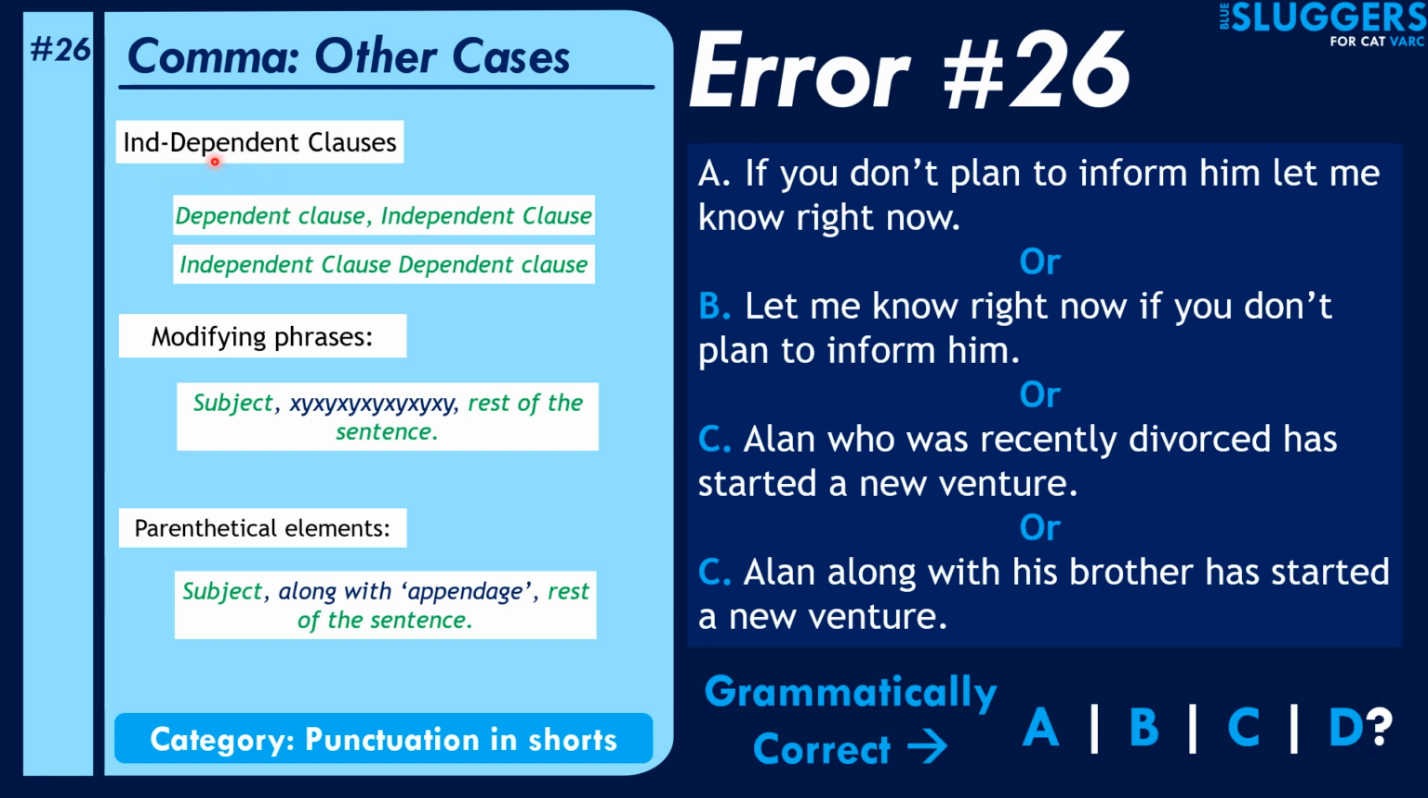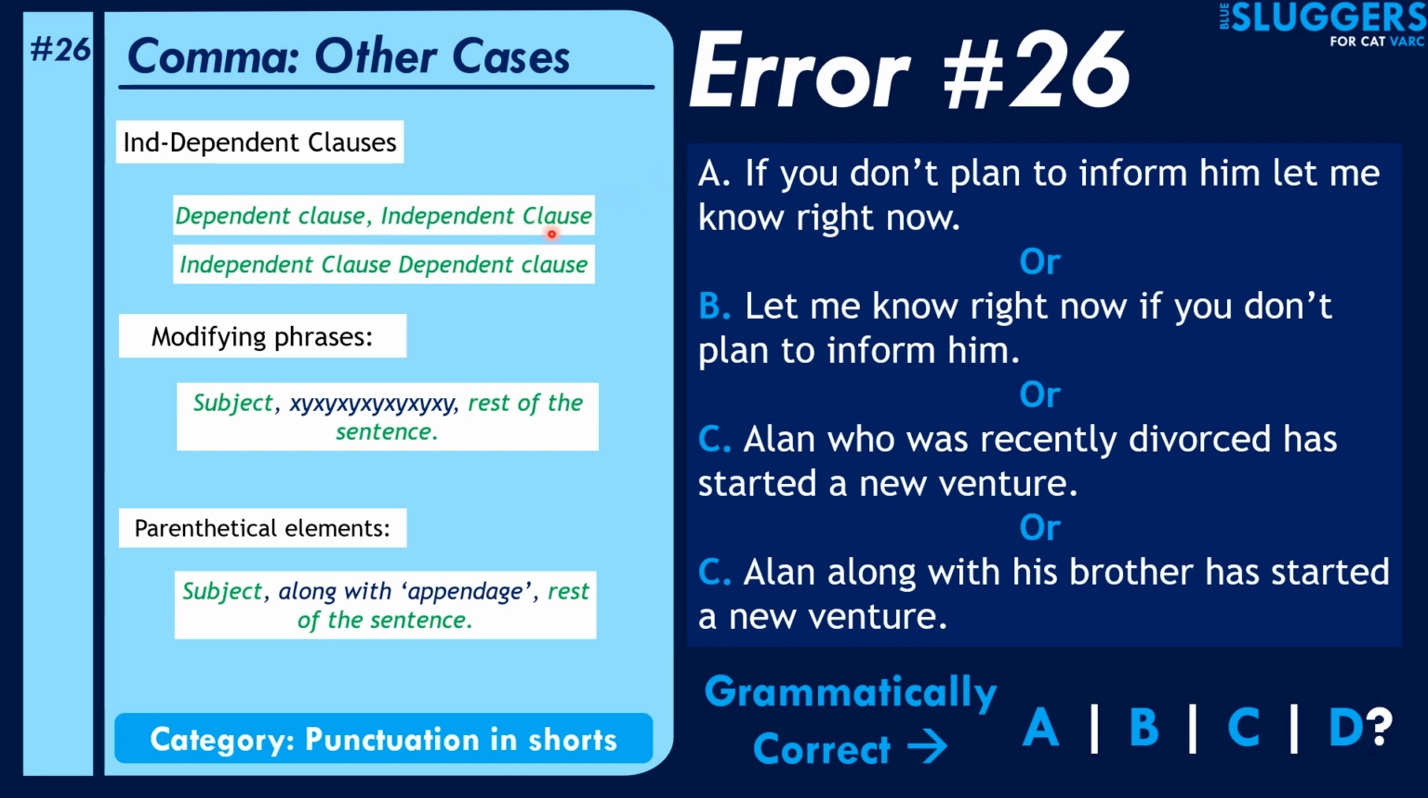The first one, independent and dependent clauses, basically says that if you have an expression that starts with a dependent clause and then ends with an independent clause, then you need to have a comma in between. However, if you have a sentence which starts with an independent clause and ends with a dependent clause, then you don't need to have a comma in between. I'll demonstrate the same. Obviously, we have discussed what an independent clause is, but we have not discussed what a dependent clause is. We'll do that right now.